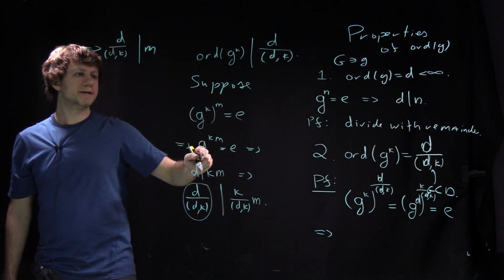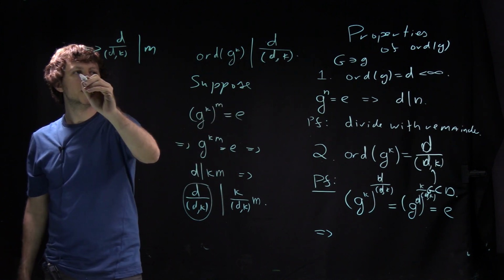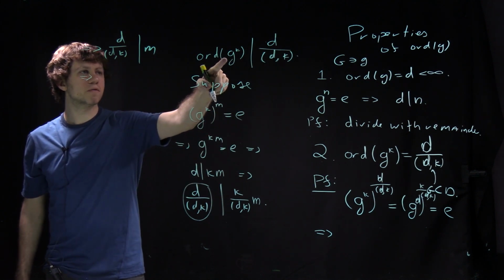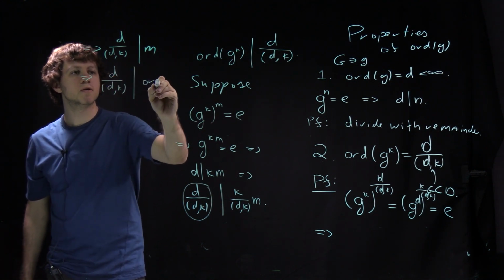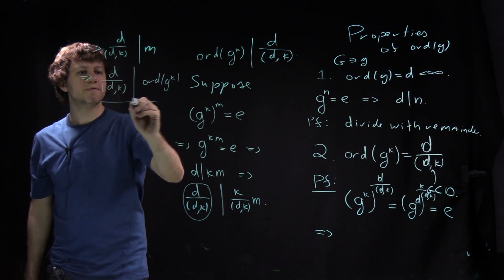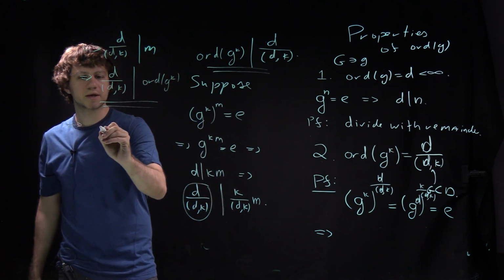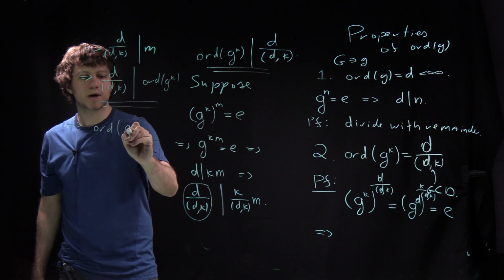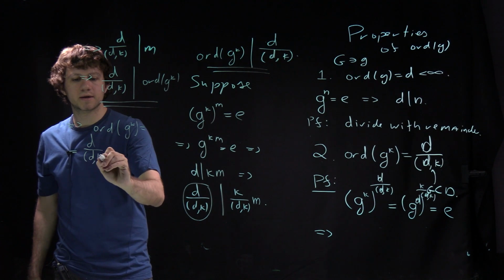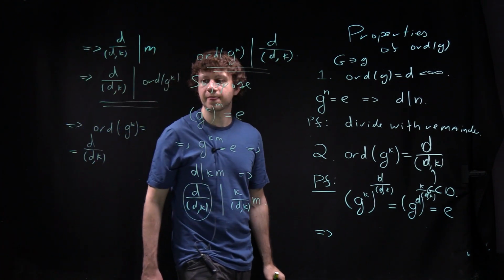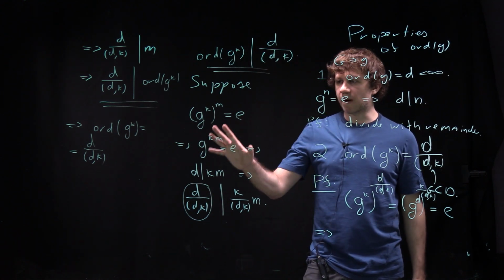And hopefully we are done, because now we know that for every number like that, this is true. So in particular for the order of g power k. So it implies that d divided by the greatest common divisor divides the order of g power k. But when we have divisibility in both directions, and these are positive integers, you conclude that they are equal. So the order of g power k equals d divided by the greatest common divisor with k. Perfect. So let's remember that.